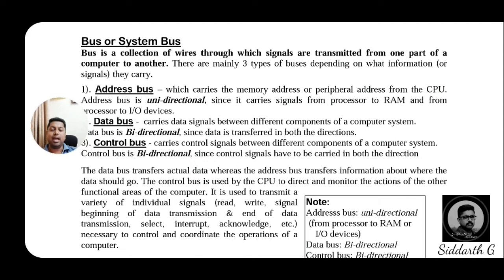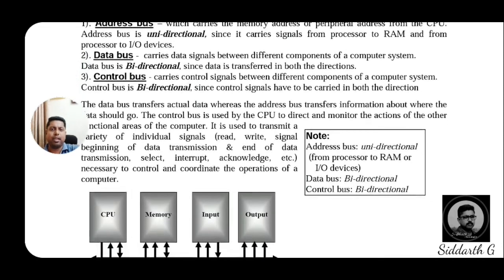Then what is a data bus? Data bus carries the data signals between different components of the computer system. But when we compare it with the address bus, the data bus is not unidirectional, but bidirectional. Data bus is bidirectional since the data is transferred in both directions. It will transfer the data to both sides. So this is the data bus.